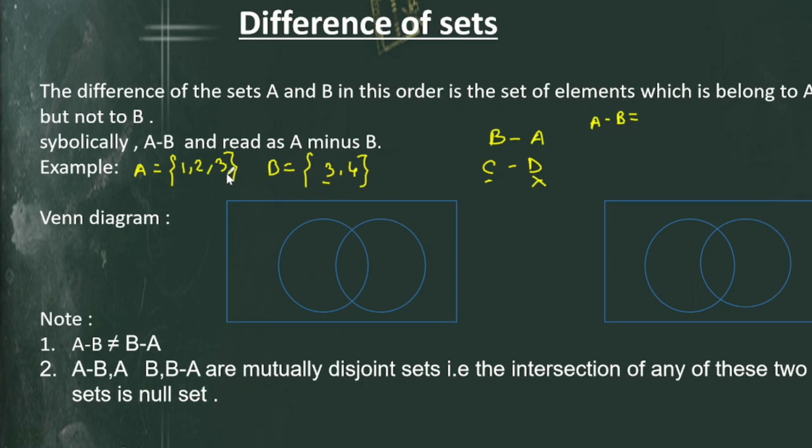3 is common here, so you have to subtract 3. The common element between A and B you have to subtract. Then we get 1 and 2, which belong to A but not belong to B. So the answer will be 1, 2. Clear? So this is the concept. When you solve sums based on the difference of sets, we'll understand the concept better.